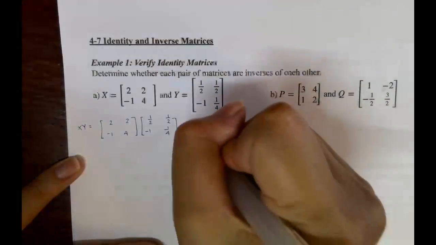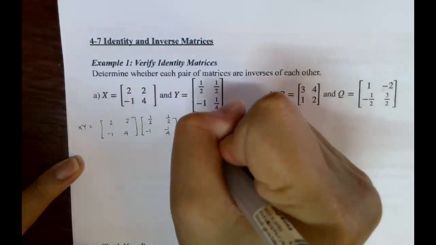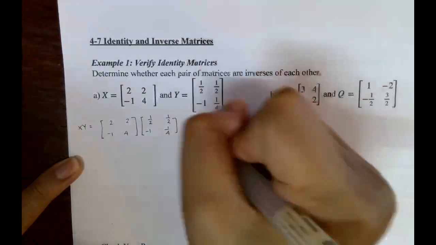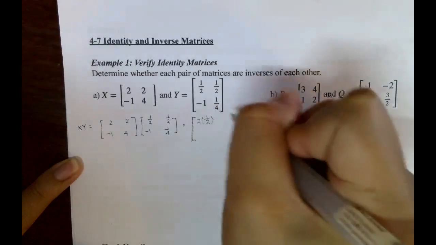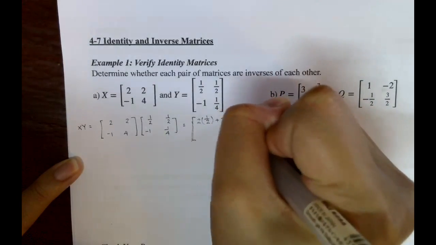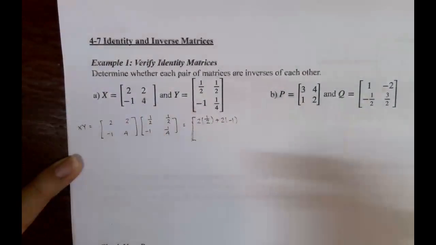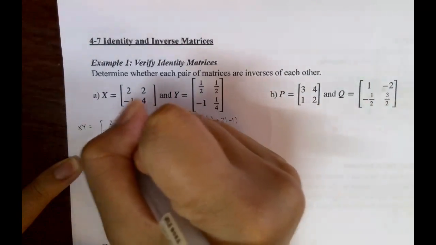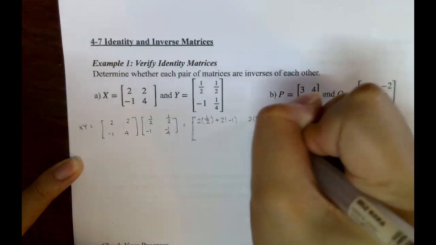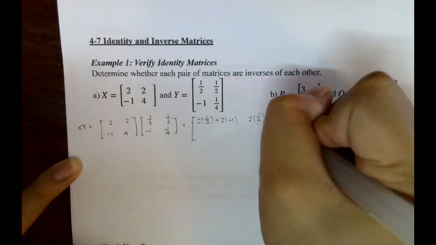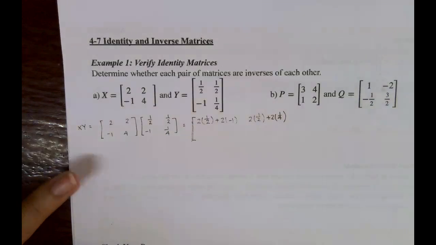Okay, so let's multiply here. We're going to do row and column, so that means 2 times 1 half plus 2 times negative 1. So I did this row and this column. I will simplify it later. Then same thing, same row, but the second column now. So 2 times 1 half plus 2 times 1 fourth.